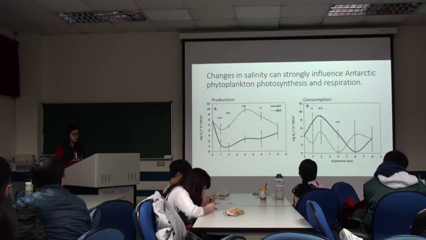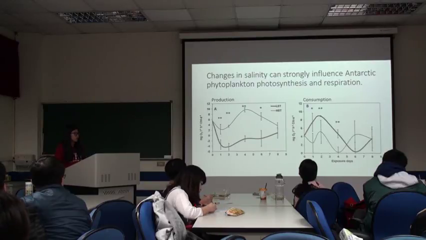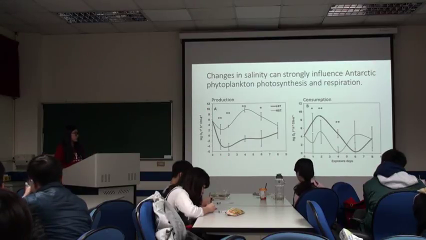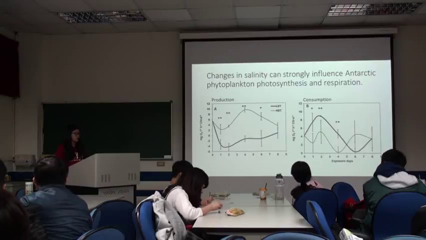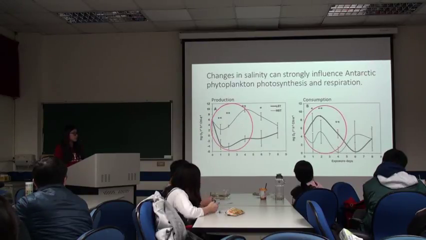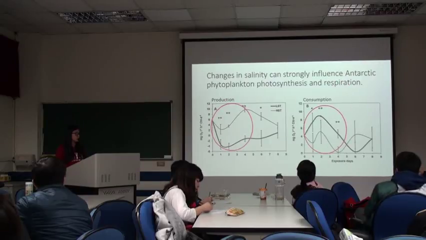And last is photosynthesis and respiration. In picture A, the x-axis is exposure days, and the y-axis is oxygen production. And in picture B, the x-axis is exposure days, and the y-axis is oxygen consumption. And there is a significant difference during the first 4 days. And that can prove changes in salinity can strongly influence Antarctic phytoplankton photosynthesis and respiration.